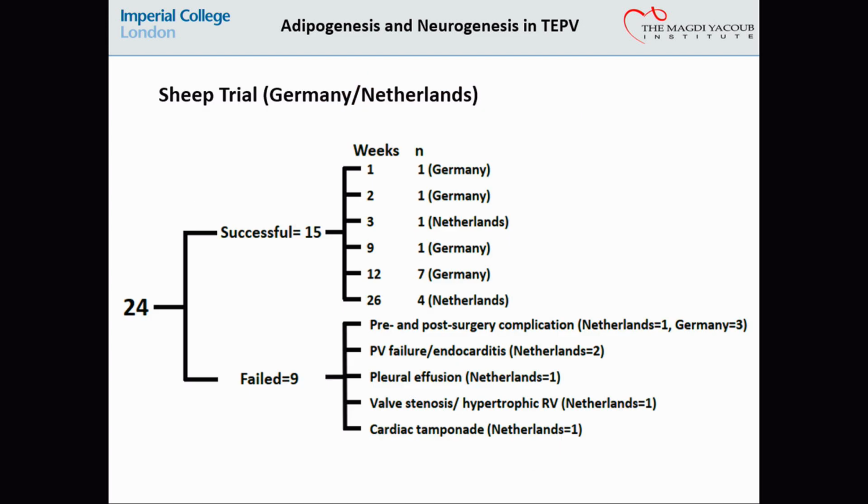So we performed a sheep trial in Germany and Netherlands, and we started with 24 animals. We had 15 successful animals, and we explanted them at 1, 2, 3, 9, 12, and 26 weeks. So we have a time course of over 6 months of explantation.